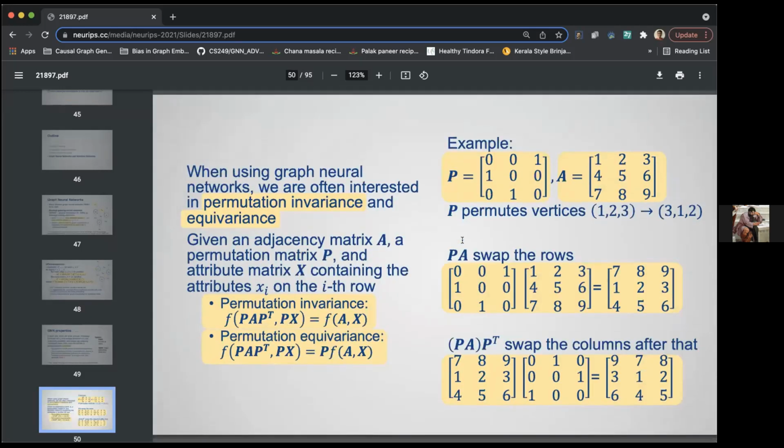And when using GNNs, we're often interested in permutation invariance and equivariance. In particular, invariance, as I think Fred talked about when discussing Michael Bronstein's presentation at ICLR: if we apply these permutation operators to the adjacency matrix and to the features, then we shouldn't have any change in the output of the function. This is invariance. Equivariance is when we apply these permutation operators, and then this permutes the output.